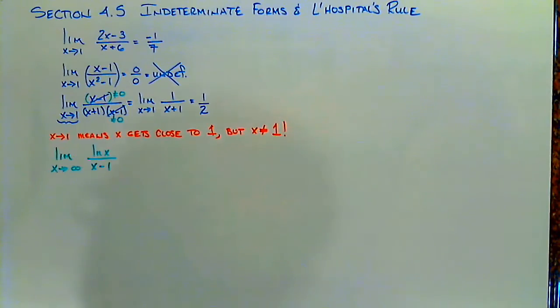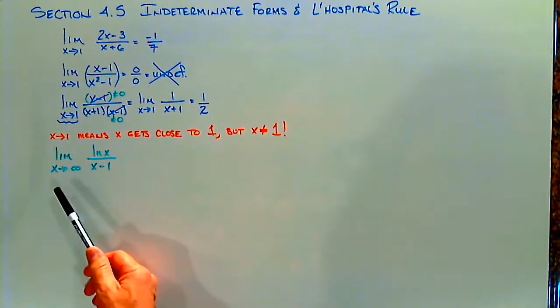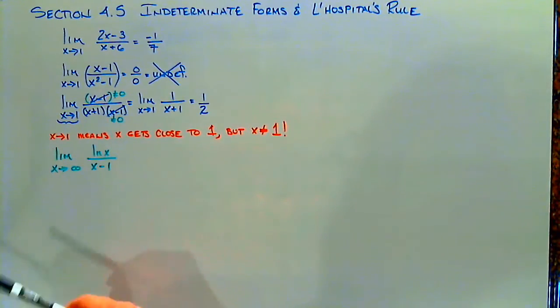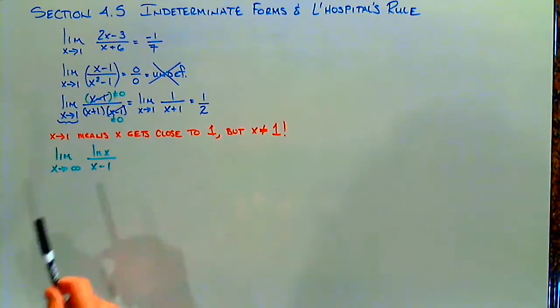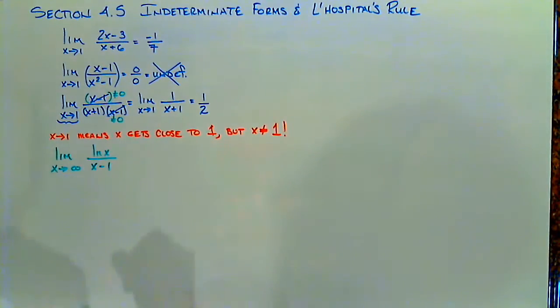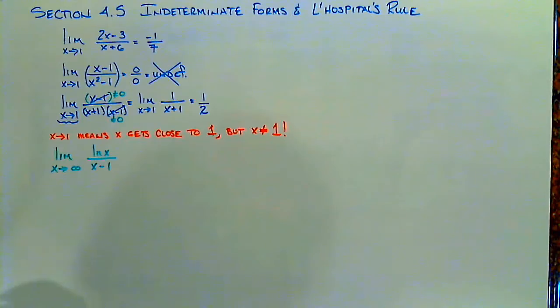So what we're going to do today is take a look at problems such as this, where in this case we get infinity on the top. The natural log of x goes to infinity as x goes to infinity. Infinity minus 1 is probably still pretty big. We're going to say that's infinity. So we have infinity on the top and infinity on the bottom. What would we do to evaluate that limit? Or is there a way for us to evaluate that limit? Is it possible for us to evaluate that limit?